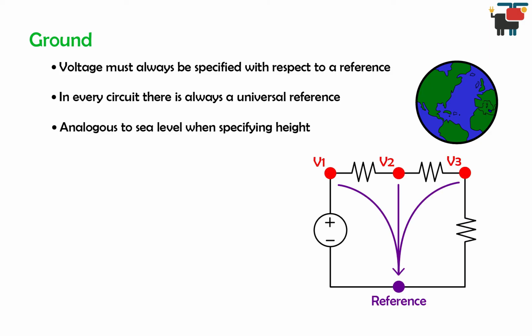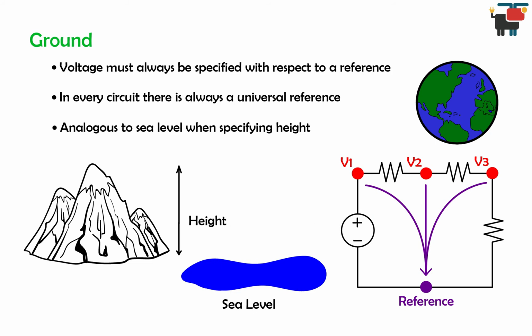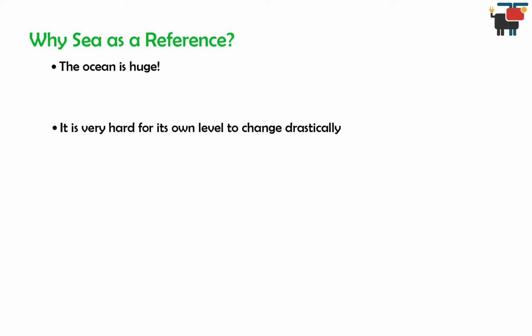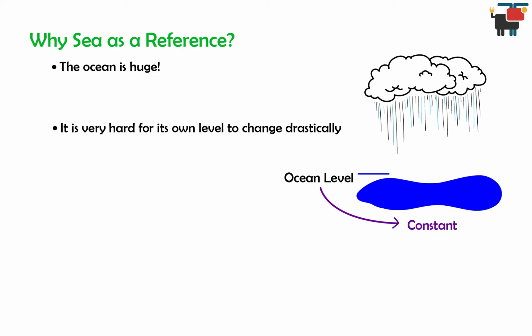What we mean by universal is that all voltages in the system are referenced to this single point. This is similar to sea level and height. Sea level is used as a reference to specify the height of a city or a mountain. For instance, Mount McKinley in Alaska is 20,236 feet above sea level. You may wonder why we use sea level as a reference for height. Since the ocean is so big, it is very hard for its own level to change drastically. For instance, if we have a rainy day, the level of the ocean will not be affected. Therefore, the sea level is fairly constant in time and thus a good reference.